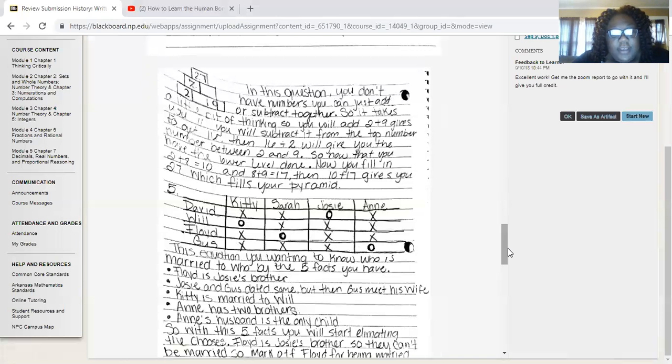So now that you have the lower level done, you can fill in 2 plus 8 equals 10, and 8 plus 9 equals 17. Then 10 plus 17 gives you 27, which fills your perimeter.